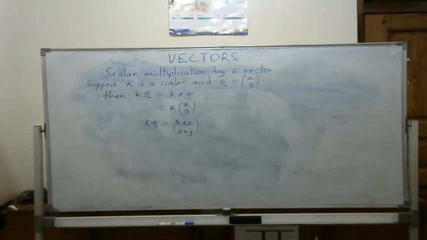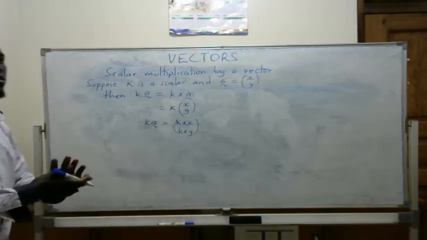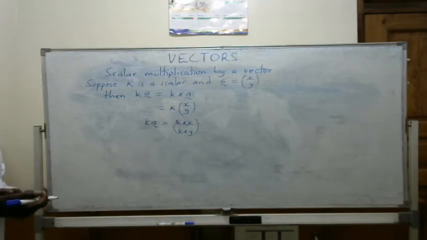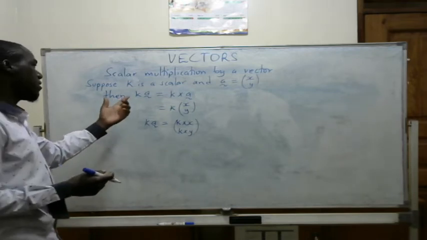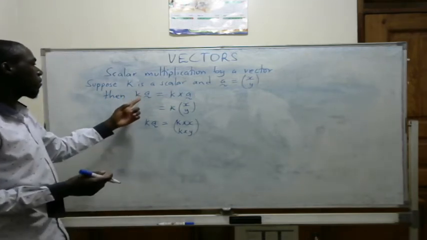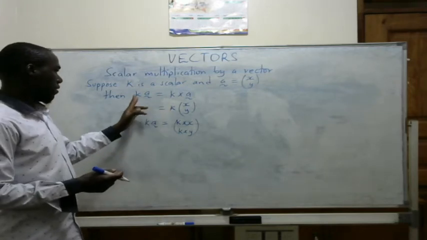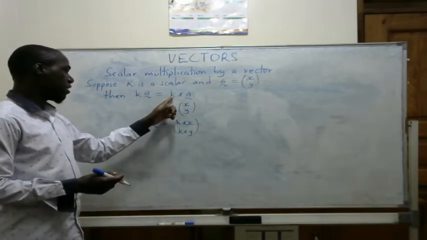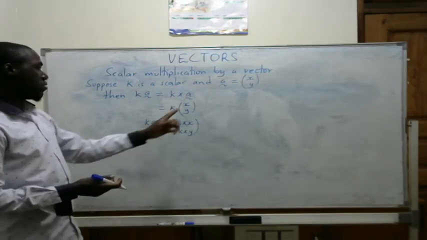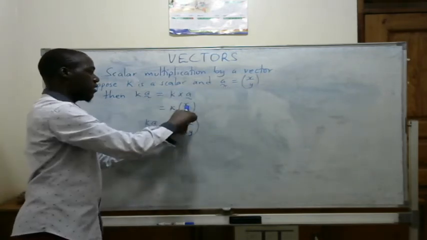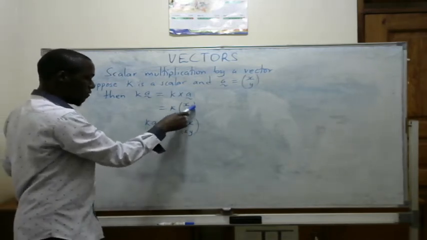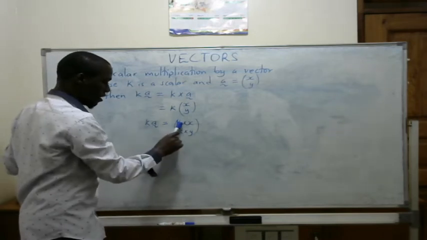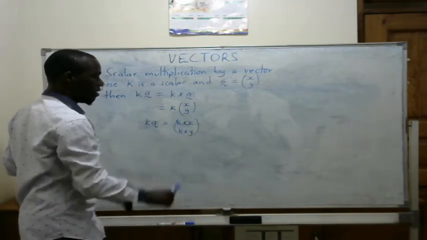So we can now look at scalar multiplication of a vector. A scalar in physics is a physical quantity having only size or magnitude. When it is multiplying a vector, kA is the same as k times vector A. So I substitute the vector A, then I multiply the scalar by everything inside the vector. That is k times the x, and k times the y.